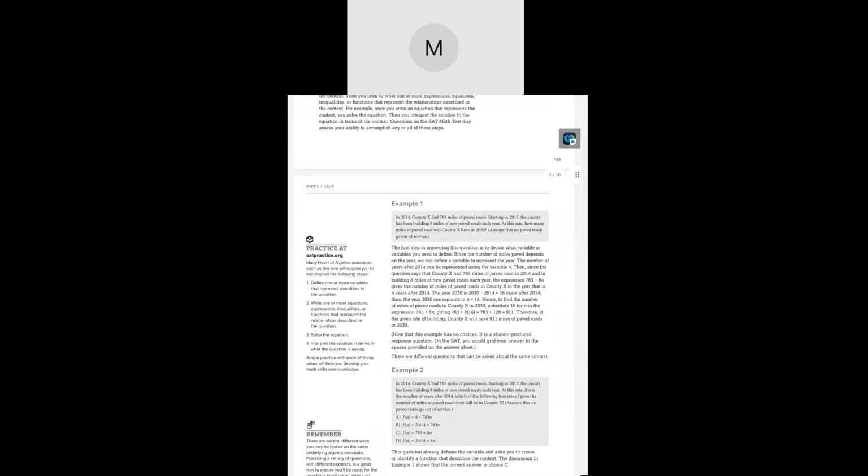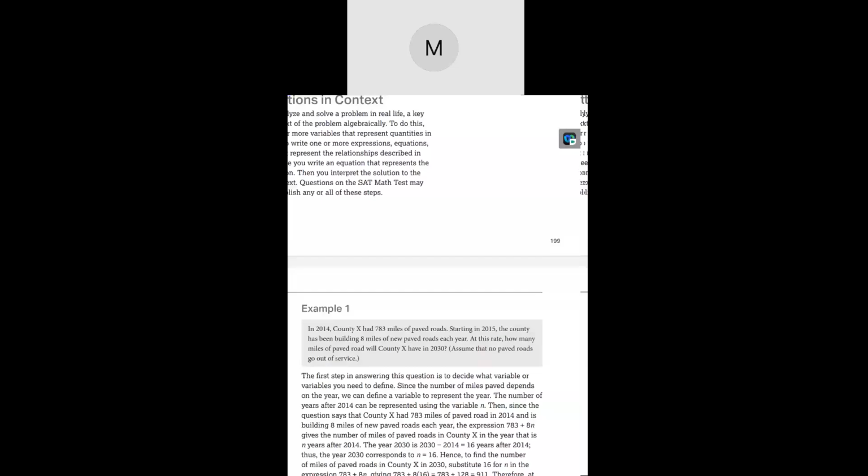So I'll just zoom into it a little bit. The question says, in 2014, County X had 783 miles of paved roads. Starting in 2015, the county has been building 8 miles every year. At this rate, how many miles of paved road will County X have in 2030?